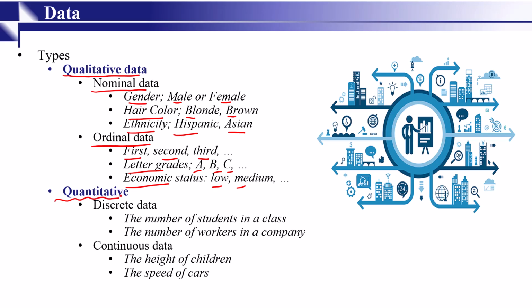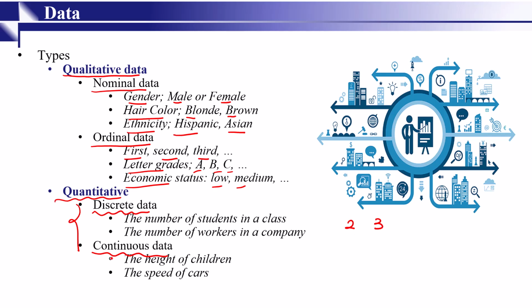Then the second category of data is quantitative or numerical data. This type of data represents measurable quantities with numerical values. And we have two types, discrete data and continuous data. In the case of discrete data, it means they are countable values with no intermediate values. For example, when we say how many students, we can say two students or three students. We cannot say two and a half students, right? So the number of students in a class, the number of workers in a company, these are discrete.